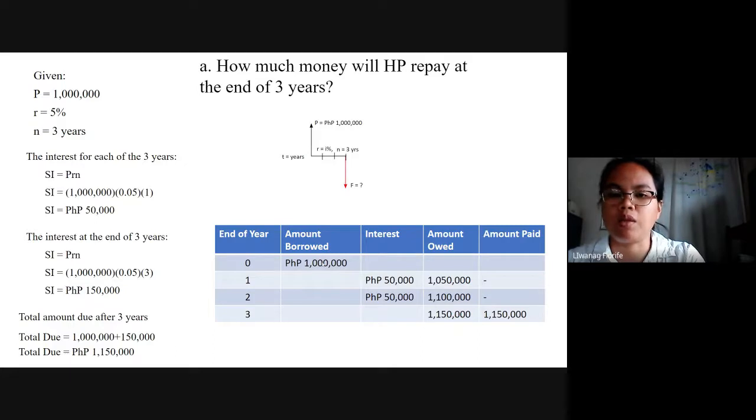If we make it into a table, this is the table. At the end of year 0, the amount borrowed is 1 million. And the interest at year 1 is 50,000. And the interest of year 2 is 50,000. Again, the interest of year 3 is also 50,000 pesos. The amount owed at year 1 is 1,050,000. Year 2 is 1,100,000. And at year 3 is 1,150,000. So the total amount paid at the end of year 3 is equal to 1,150,000 pesos. This is for the simple interest.